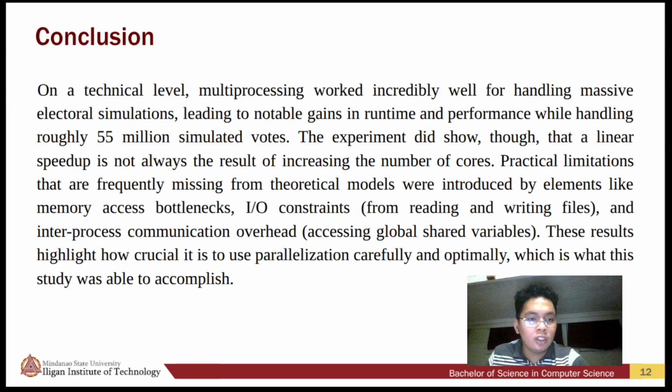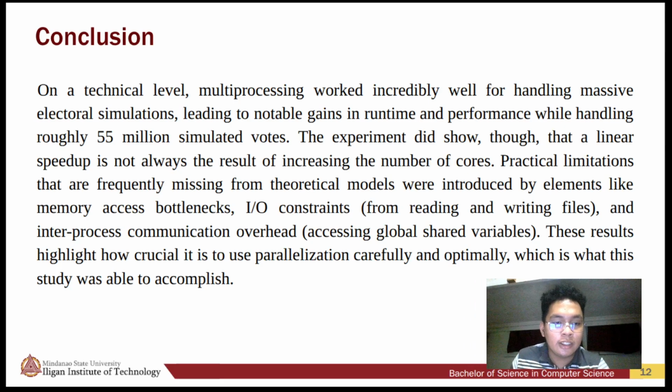So in conclusion, on a technical level, multiprocessing worked incredibly well for handling massive electoral simulations. The experiment did show that linear speedup does not always result from increasing the number of cores. Practical limitations frequently missing from theoretical models were introduced by elements like memory access bottlenecks, I/O constraints, and interprocess communication. This result highlights how crucial it is to use parallelism carefully and optimally, which this study was able to accomplish.